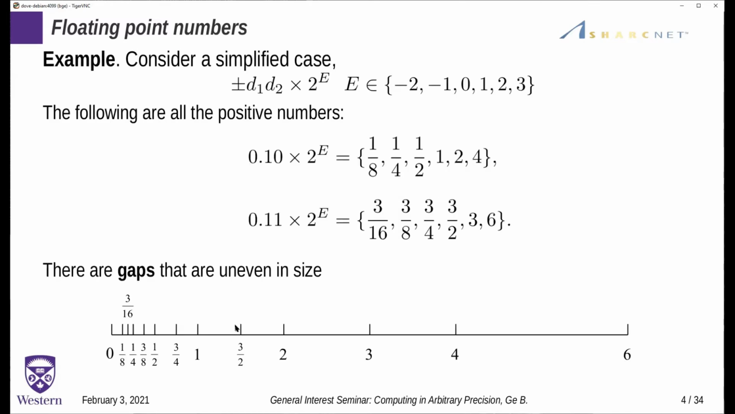So, consider a simplified floating point number representation. Here we have two digits, in base 2, and the following are all the positive numbers. If you do a quick math, you can figure it out. Both D1 and D2 will have the possibility of a 0 and a 1. So for this simplified representation, we have a finite set of numbers, and there are gaps in between, and they are not evenly distributed on the x-axis.